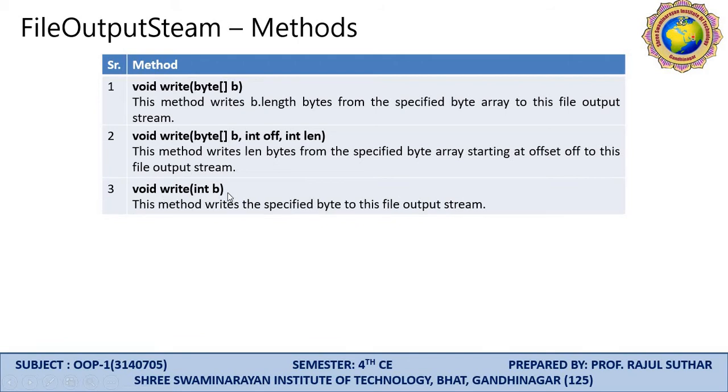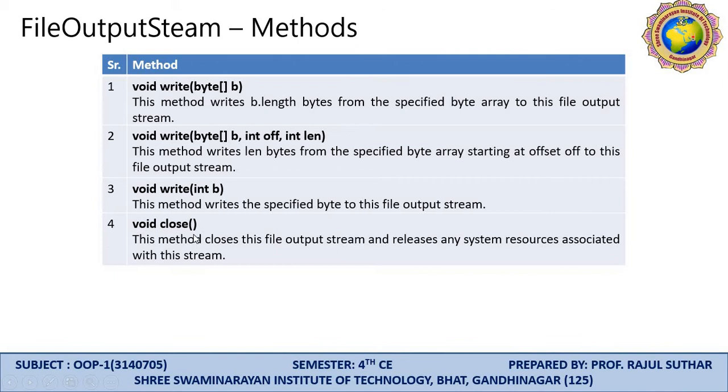Void write(int b): if we are using the integer b, this method writes the specified byte to the FileOutputStream. And one more method is void close. We are all familiar with the close method. This method closes the FileOutputStream and releases any system resources associated with the stream. It is used for garbage collection. If any wasted memory is available in our cache, it will be cleared by using the void close method.